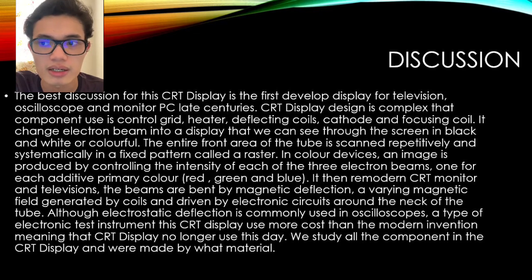The beams are bent by magnetic deflection. A varying magnetic field generated by coils and driven by electronic circuits around the neck of the tube. Although electrostatic deflection is commonly used in oscilloscopes, a type of electronic test instrument. This CRT display costs more than the modern dimension, meaning that this CRT display no longer uses this.